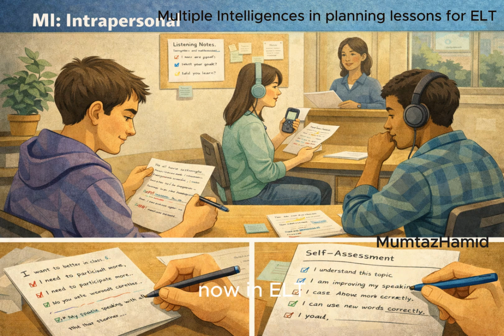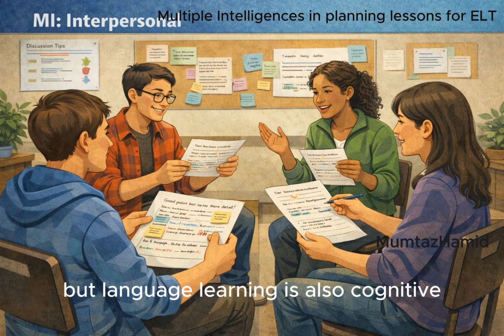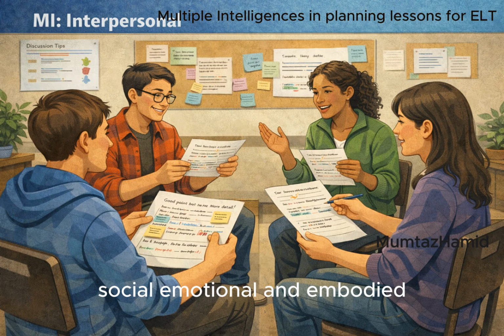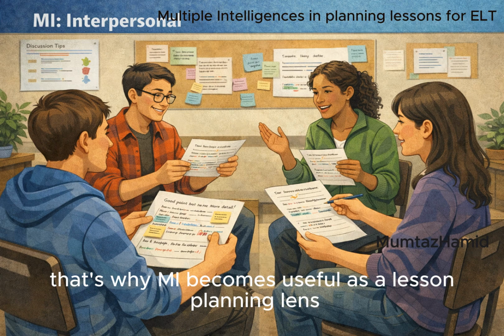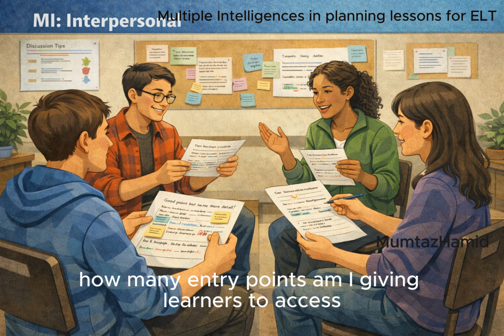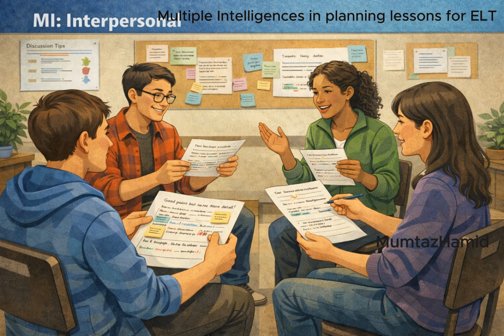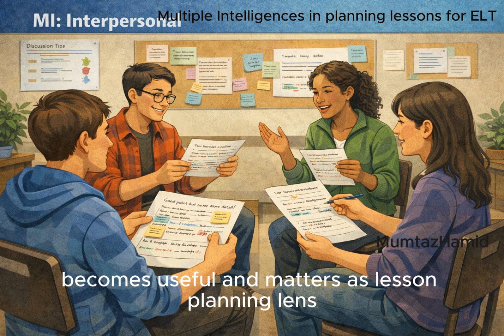Now, in ELT, language is obviously tied to linguistic intelligence, but language learning is also cognitive, social, emotional, and embodied. That's why MI becomes useful as a lesson planning lens. It pushes us to ask, how many entry points am I giving learners to access meaning and produce language? Pause the video. Task 2, 3 minutes. Why MI becomes useful and matters as lesson planning lens.